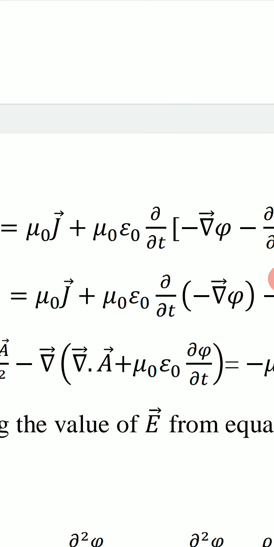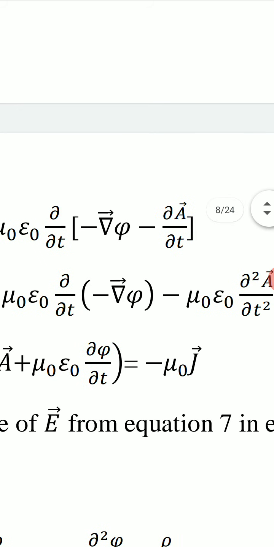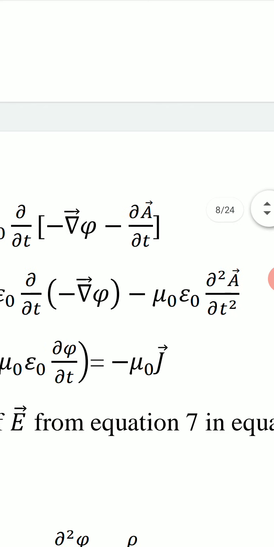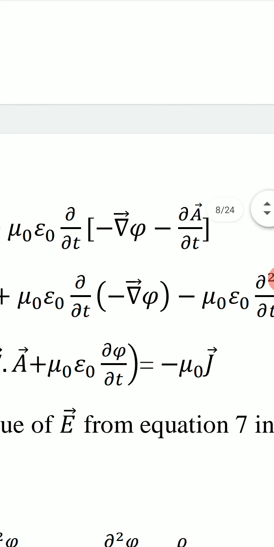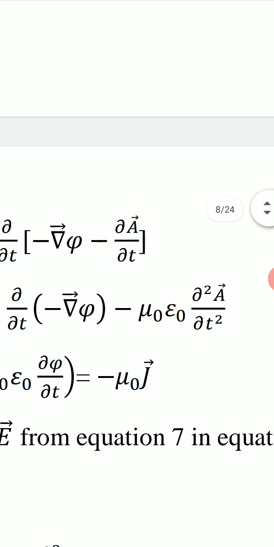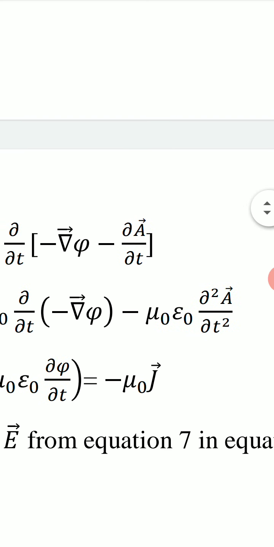J plus mu 0 epsilon 0 delta upon delta T of minus del phi minus mu 0 epsilon 0 d2A upon dt square. Delta upon delta T is operated on del phi and delta upon delta T is operated on delta A upon delta T.